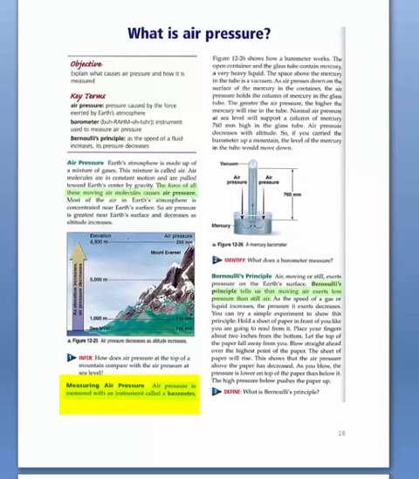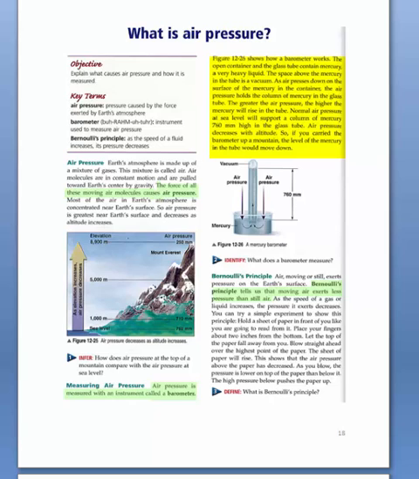Measuring air pressure. Air pressure is measured with an instrument called a barometer. Figure 1226 shows how a barometer works. The open container and a glass tube contain mercury, a very heavy liquid. The space above the mercury in the tube is a vacuum. As air presses down on the surface of the mercury in the container, the air pressure holds the column of mercury in the glass tube. The greater the air pressure, the higher the mercury will rise in the tube.